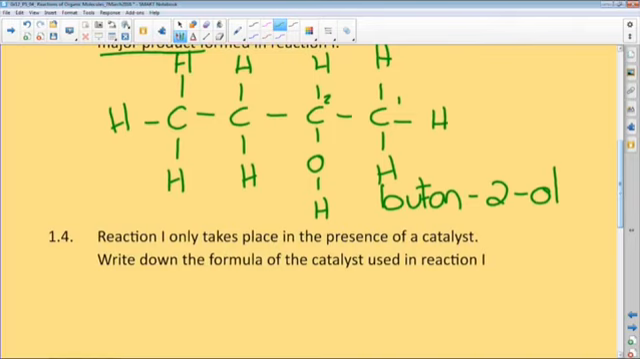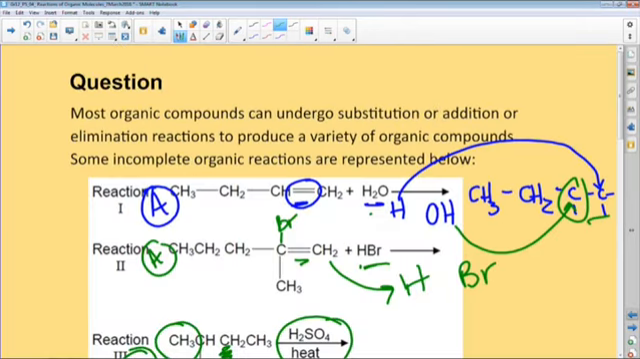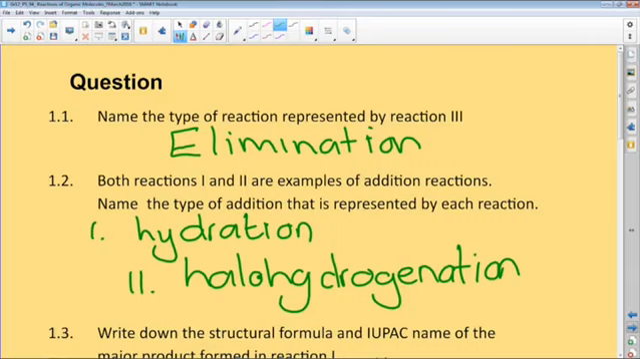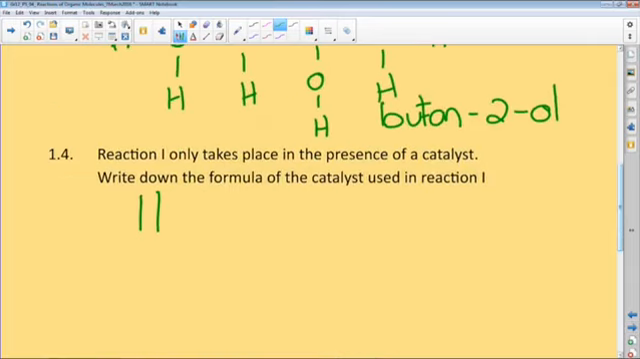Then, reaction one only takes place in the presence of a catalyst. Write down the formula of the catalyst used. So we look at it, and it's H2O. Here are the conditions. Now, I haven't spent a lot of time on the conditions because we've got to do a lot of stuff, but you need to go look back in your textbooks, okay? They will all be there, but the conditions are incredibly important, okay? So, for example, the hydrogenation of an alkene, we use platinum or nickel or palladium as our catalyst, okay? But the conditions are important. Now, here, with hydration, it's the opposite to elimination. Actually, it's quite funny because elimination uses sulfuric acid, and so does hydration, H2SO4.